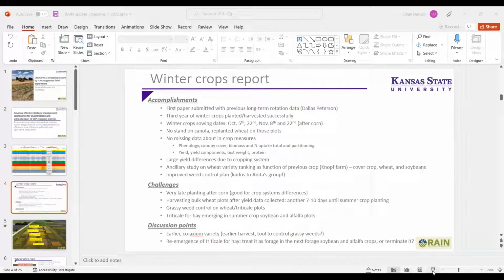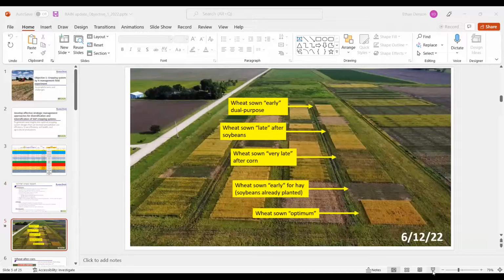And some issue with triticale hay emerging in the summer crop as well. So this is an aerial view of the experiment this season on 12th of June. We have there our baseline wheat crop. You can really tell the differences in maturity, although the light is not great here. There we have wheat that was harvested for hay already, so there's some soybean growing there. Wheat sown very late, you can see how much greener it is.